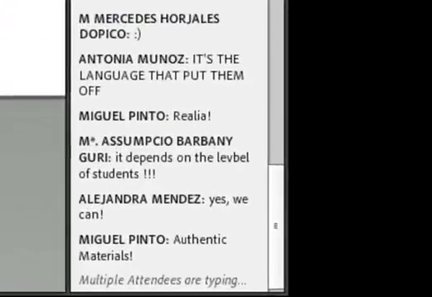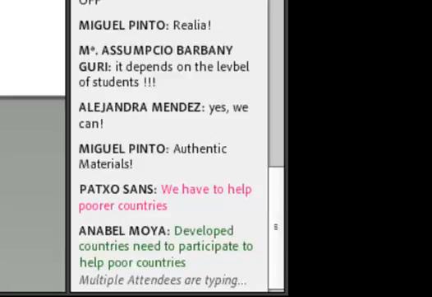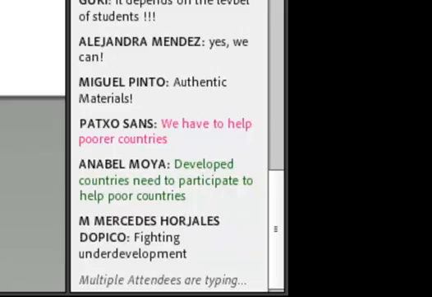Authentic materials, I know. We have to help poor countries. Wonderful, Paicho. Okay. Anyone else? That's a great way to start. Nice and short and sweet. Developed countries need to participate to help poor countries. Annabelle, very short and sweet. Much more doable. Much more understandable.